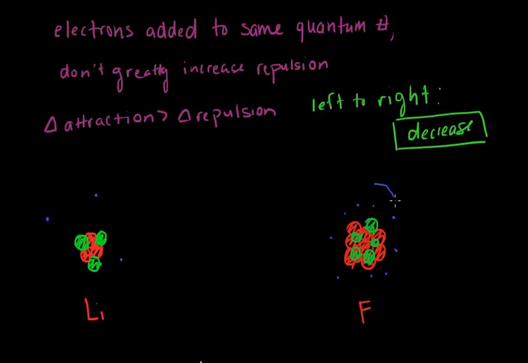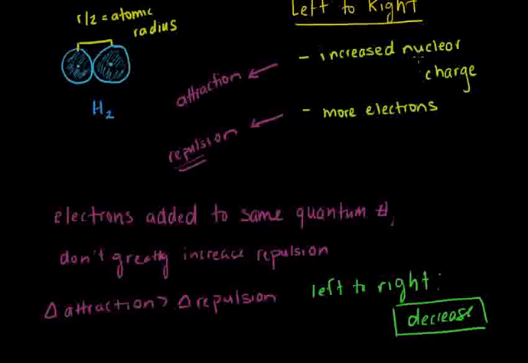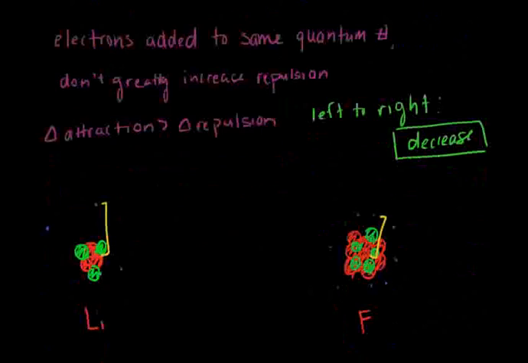We're adding electrons to shells which are all on the same level, and so the electrons are going to be pulled in closer. So if we look at the average radius in this fluorine atom, as compared to the radius in this lithium atom, the radius in fluorine, which is on the right side of the period, is going to be much smaller than on the left-hand side. So as we move left to right across a period, atomic radius decreases, 1, because of increased nuclear charge, and 2, because we're adding electrons to the same quantum number.